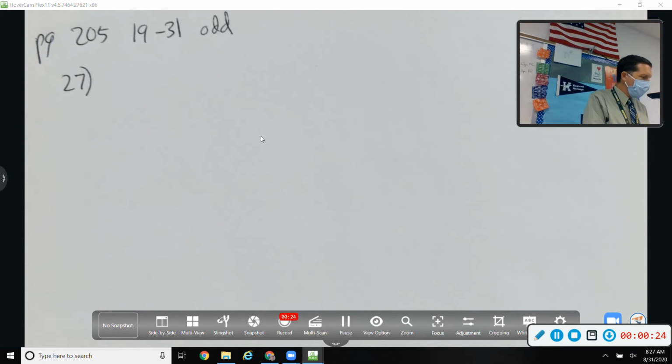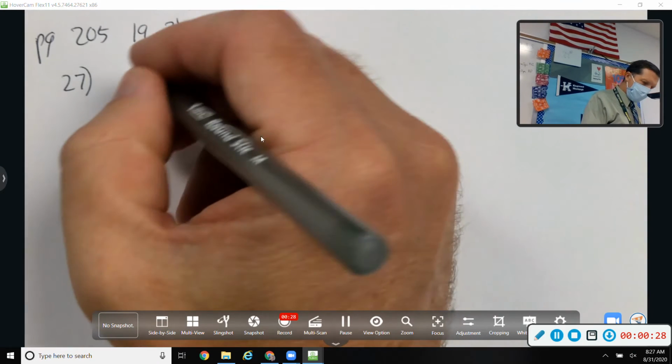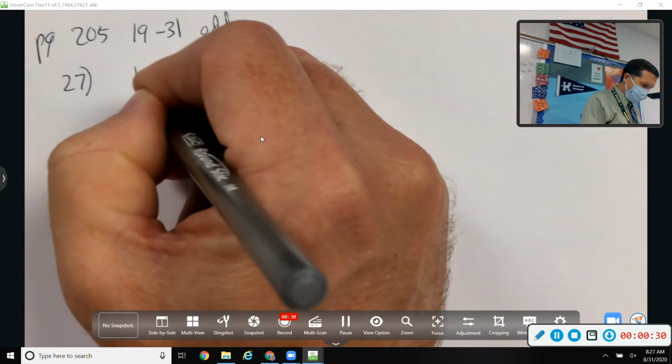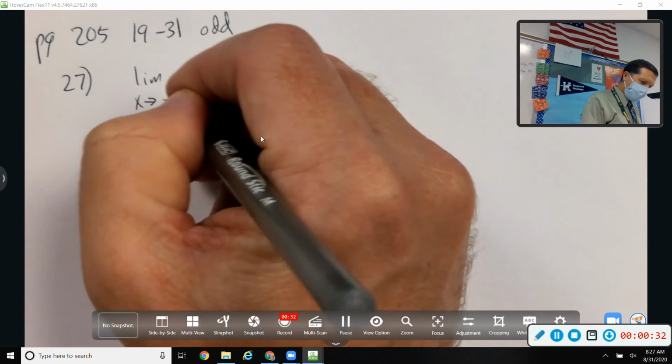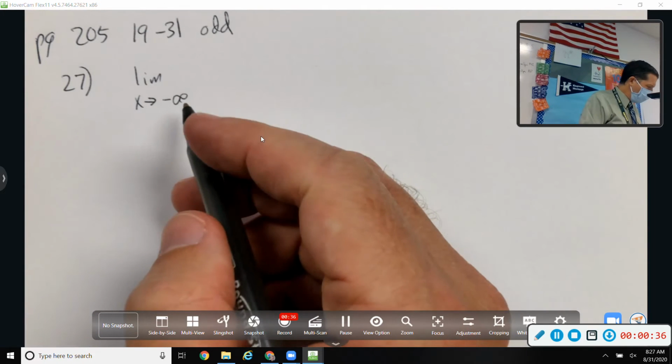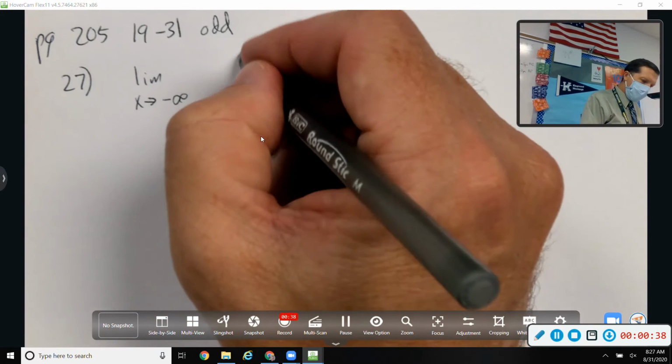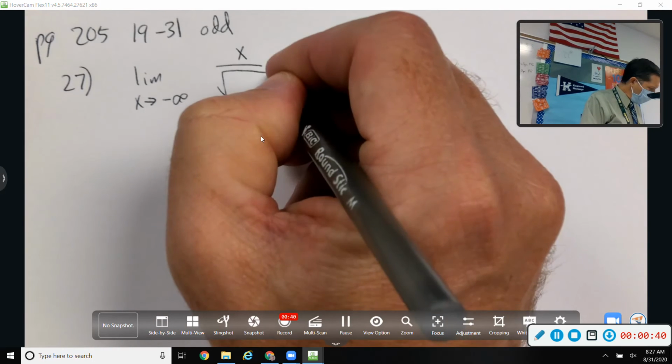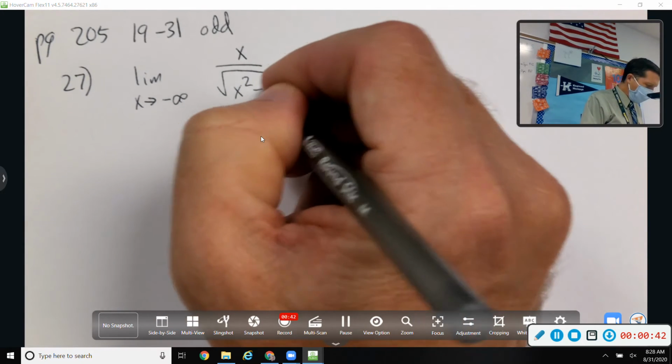All right, number 27 from 205, or 202, I guess I should say. Limit as x approaches negative infinity. So I'm already a little on edge here with the negative thing. I'll have to be careful about that. Of x over square root of x squared minus x.